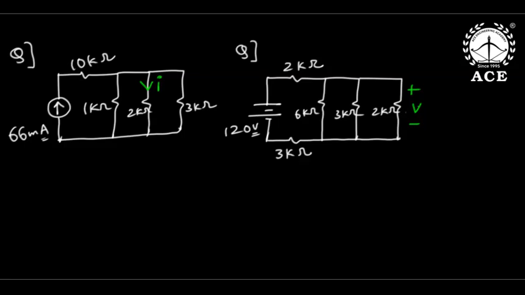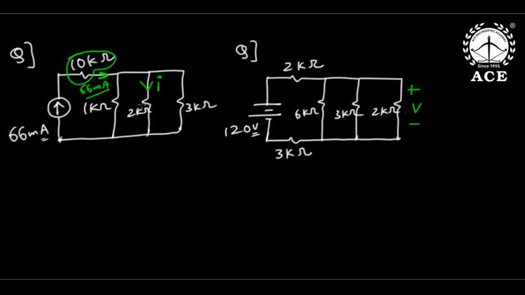These are simple current division and voltage division rules. I know there is a 10 kilo ohms in series with the 66 milli current source. Even then, the current until here will be 66 milli only, because a current source in series with any element is redundant and the current is always constant.